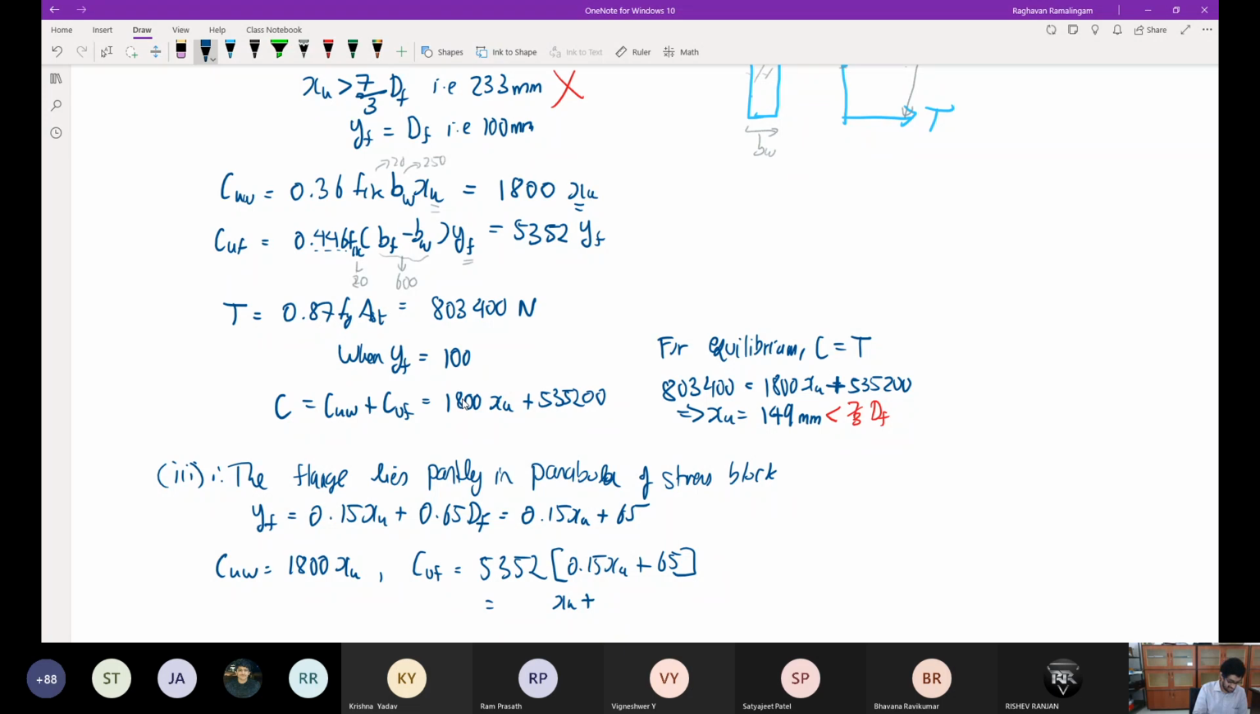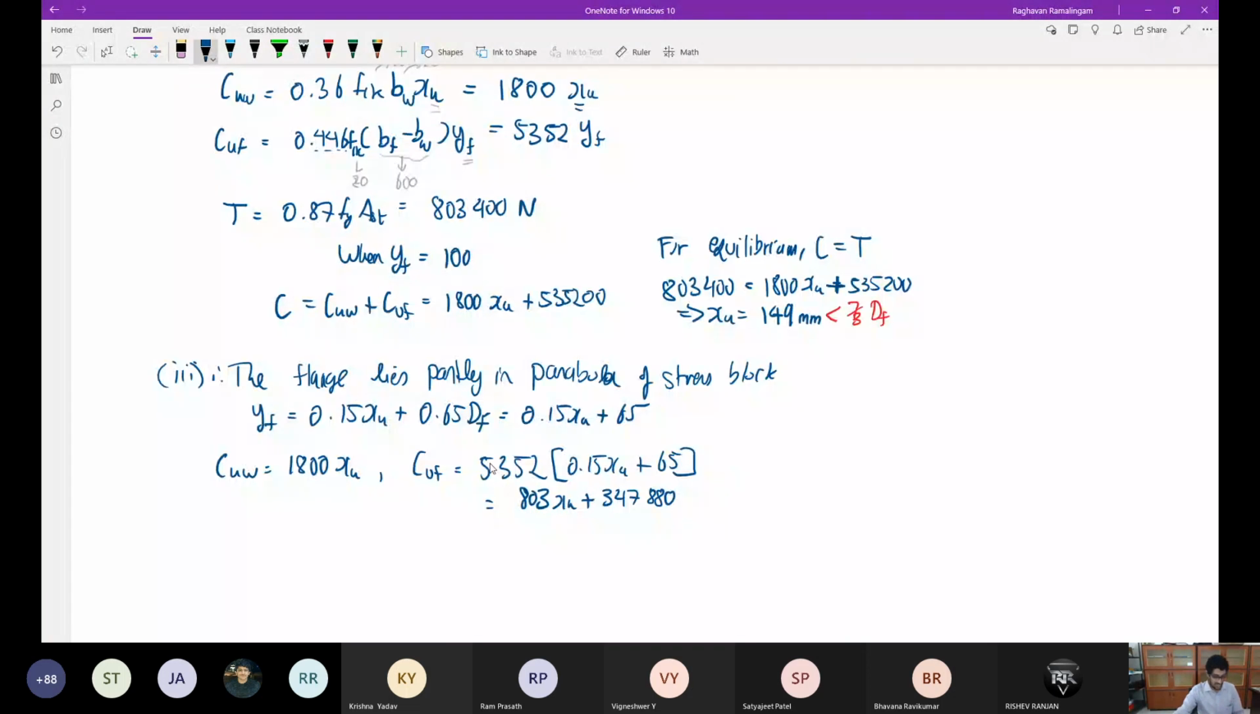Yes, we are nearing the end. So XU is 802.8, or about 803, plus 347,880. Others also, just check whether you get this 803 XU plus 347,880. The rest of the problem is the same.